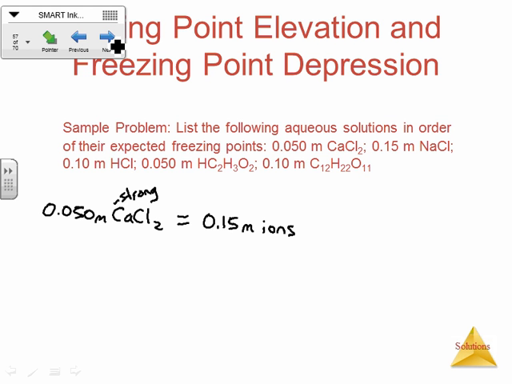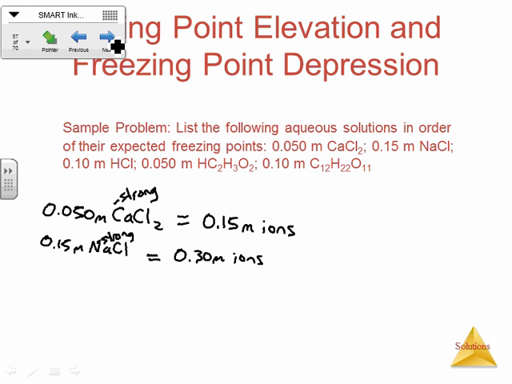Alright, next, 0.15 molal NaCl. Hopefully I have enough room to do all of these here. Strong or weak electrolyte? Or non-electrolyte? Okay, it's an ionic compound also, so it's strong. It's going to completely dissociate. But it's only going to split apart into 2 pieces, right? So we doubled the concentration here. So this ends up being 0.30 molal.